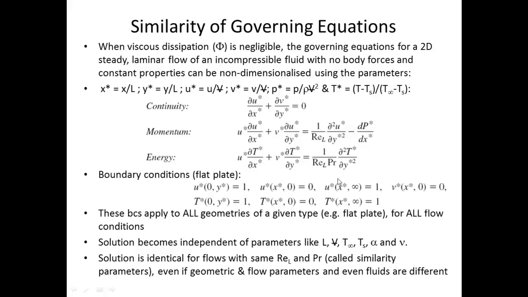In other words, solution becomes independent of parameters like the length dimension, the velocities, temperatures, and even the flow properties. Since we are dealing with non-dimensional numbers like Reynolds number and Prandtl number, we no longer have the fluid properties coming into the equation. So the solution now becomes identical for flows with the same Reynolds and Prandtl number. That is another advantage of using the non-dimensional form of the governing equations. So these numbers are called the similarity parameters. Even if the geometric and flow parameters are different, and even for different fluids, let's say water and air, so long as the Reynolds number is the same, we can use the same momentum equation for the two different fluids.